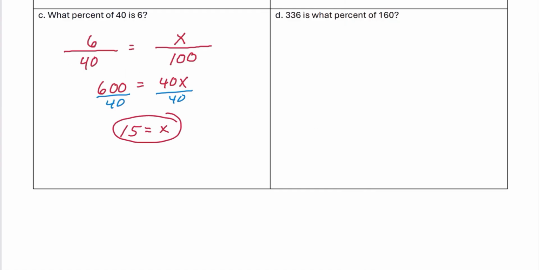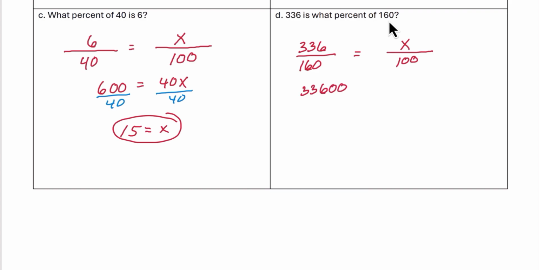And in part D, 336 is what percent of 160? We'll set up the proportion. The percentage we don't know. We'll put that over 100. And now we need to determine the amount and the base. Notice 336 is attached to the word is. That is the amount. The word of is attached to the number 160. That's your base.